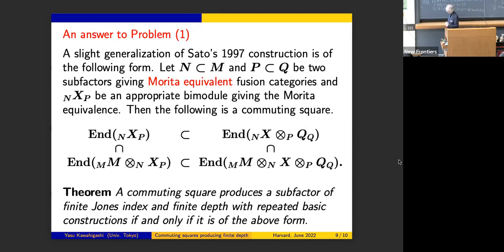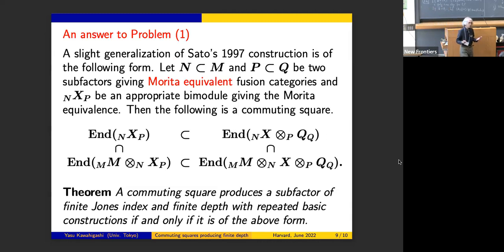So, the answer to the first problem. This kind of problem was initially studied by my former student Nobuya Sato many years ago, actually 1997. He gave a construction of the following form. Let N in M, P in Q be two subfactors giving Morita equivalent fusion categories in the following sense.